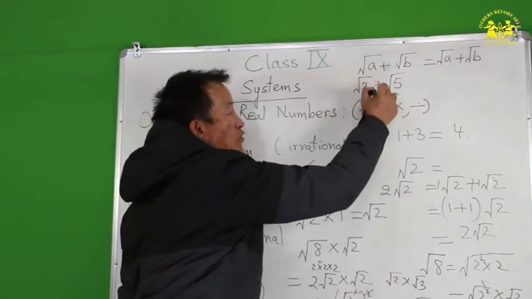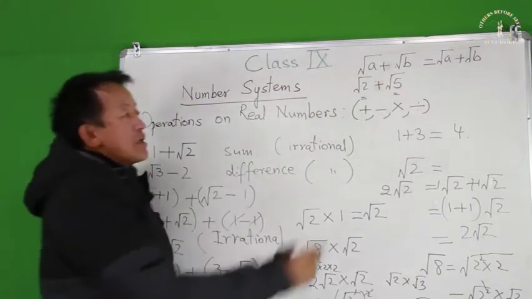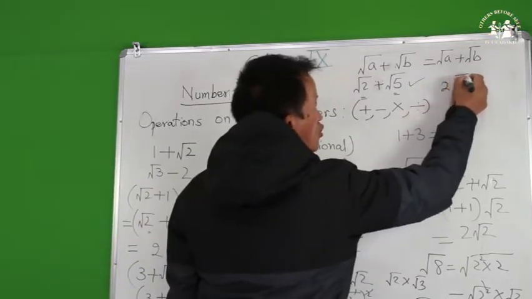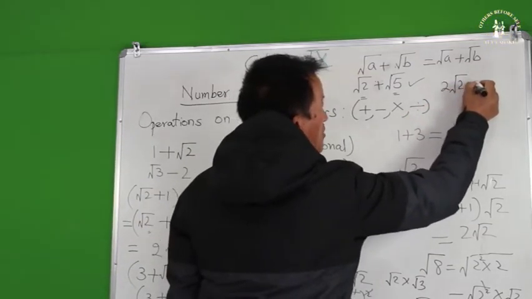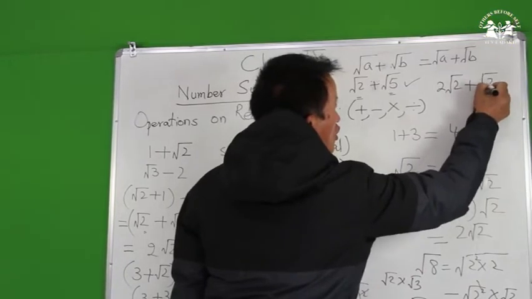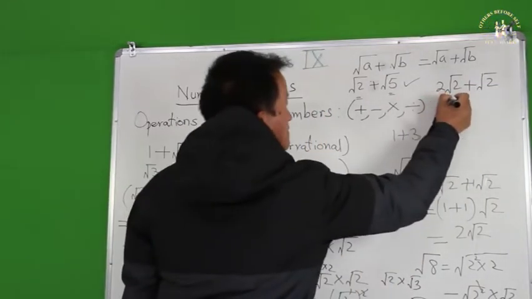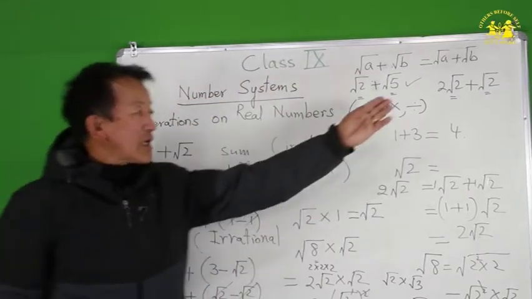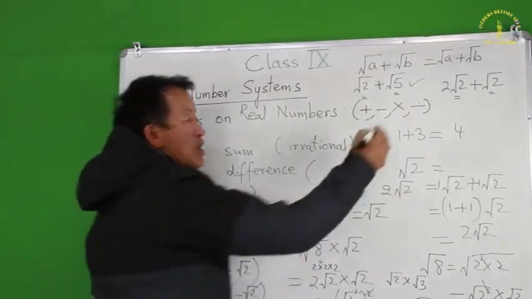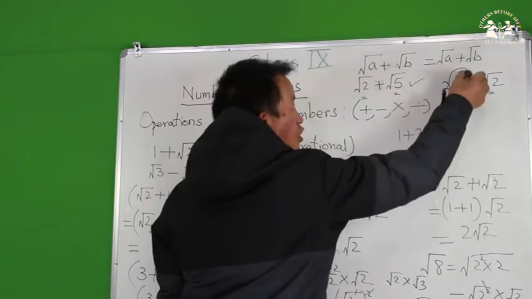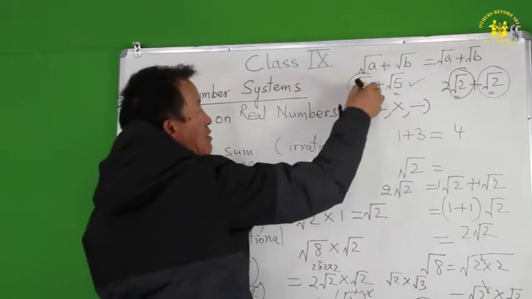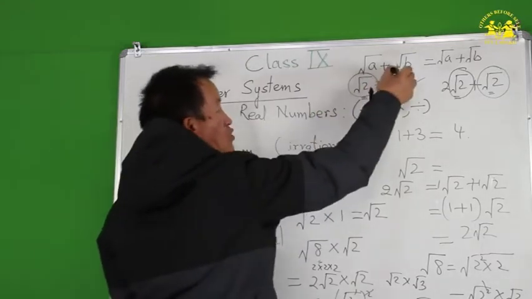Plus square root of 5, is that the right answer? It looks like 2 square root of 2 plus square root of 2. In a polynomial, like terms can be combined, but unlike terms cannot. Square root of 2 is one term, and square root of 5 is another.